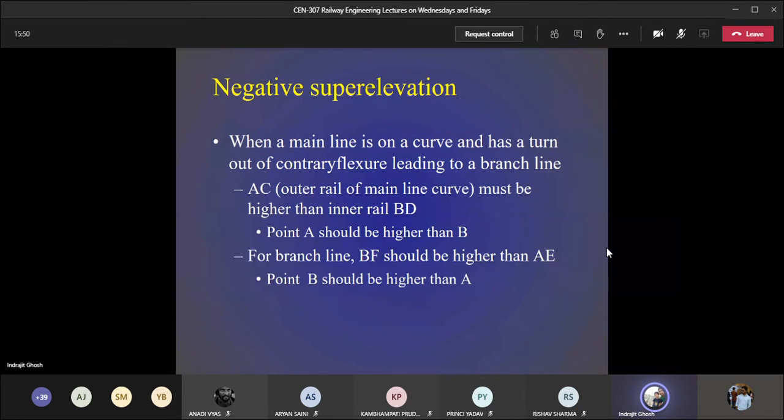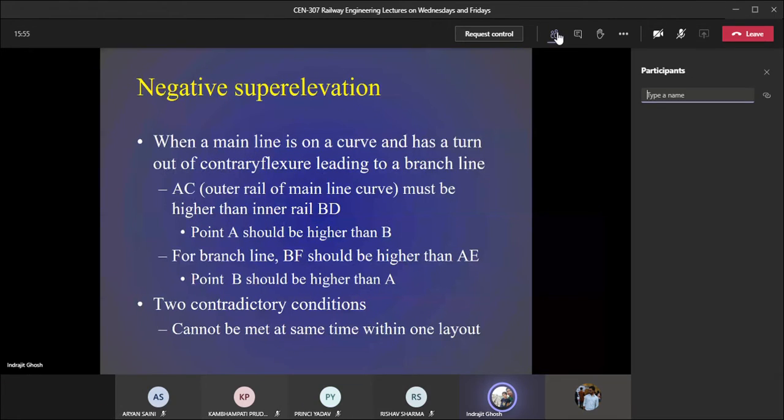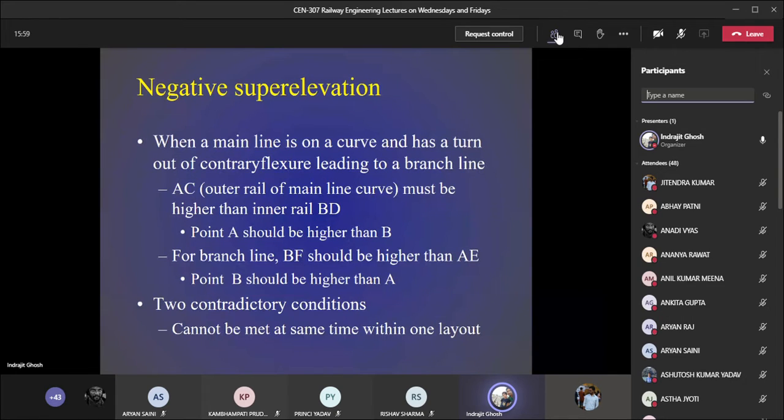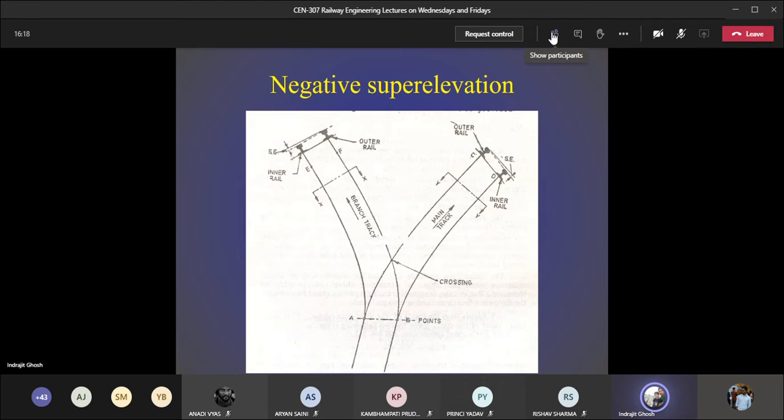For example, you have a main line and you have a branch line. If you look at their layout, you see that there is contrary flexure. It means the bend for the main line and the bend for the branch line are in opposite directions. If you look at the photo in the next slide, you will be able to understand it. So let me use my pen.